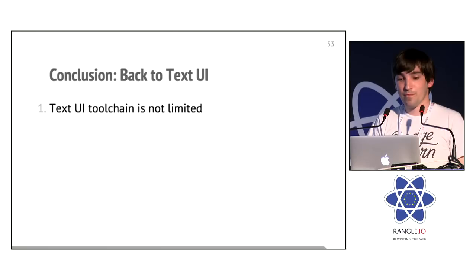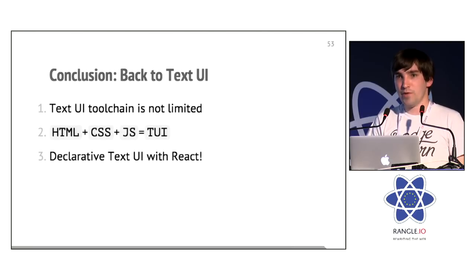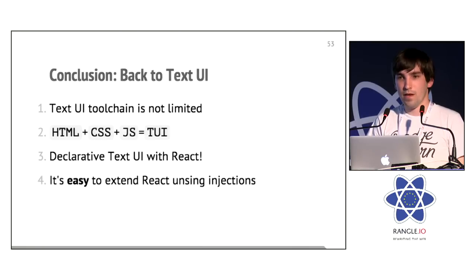What I want to say at the end is that our text UI toolchain is not limited. We can use any library for creating text user interfaces. For Node, it's Blessed.js. It's a really good one. But at the same time, you can reuse technologies which you already know, like HTML, CSS, JavaScript, to create text user interfaces. And this React Midnight Commander example is a kind of perfect illustration of that. If you want, you can also create React text user interfaces in declarative style. And if you want to apply any possible modifications to React on the fly, you can easily do it without forking React, because it's open and extensible using injections.